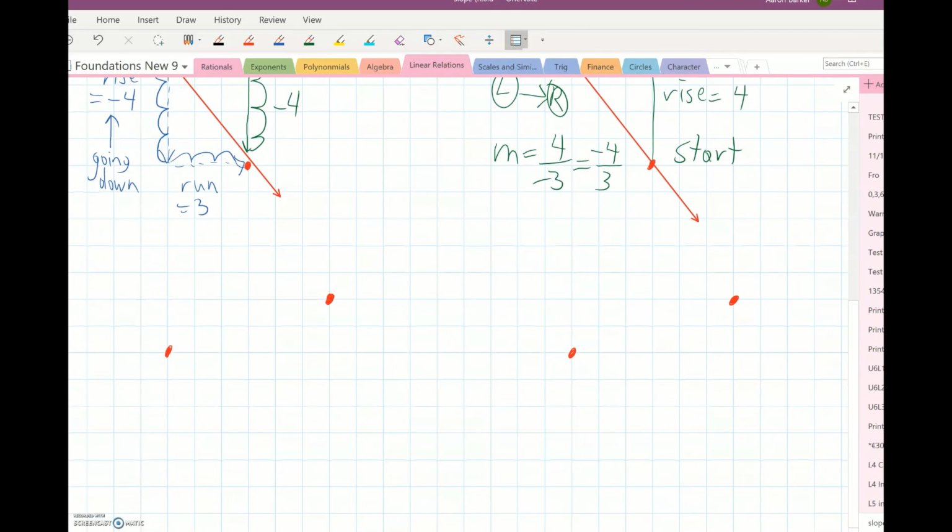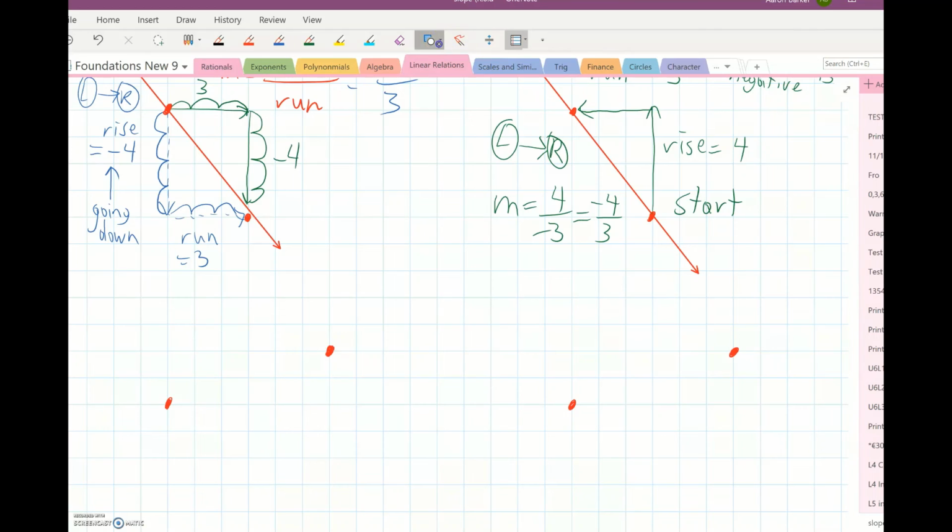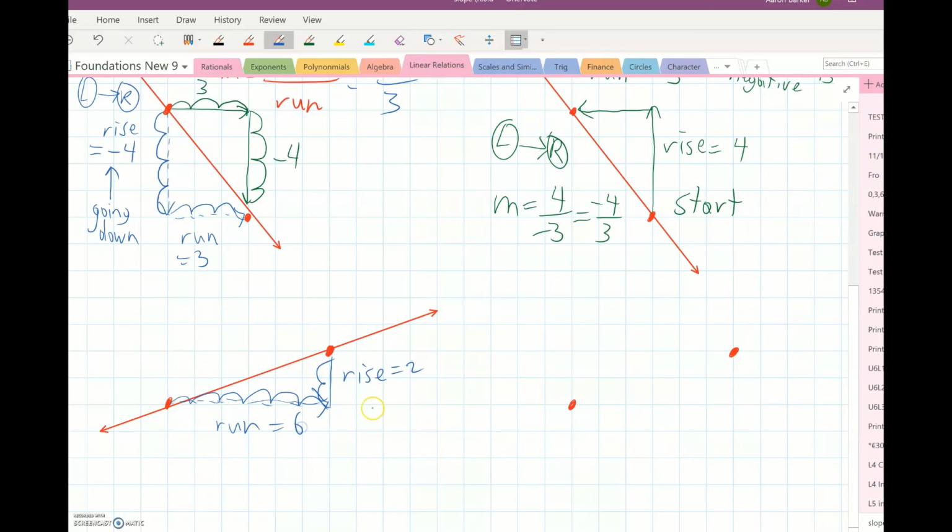Let's look at a couple more examples real quick. This one here, here's my line. Again, you make your triangle. Boom, boom, boom, boom, boom. You can do a dashed line or you can do a straight line. It doesn't matter. Left to right is easy. So here's my run and here's my rise. I count the squares. My rise equals 2. Count the squares. 1, 2, 3, 4, 5, 6. My run equals 6.